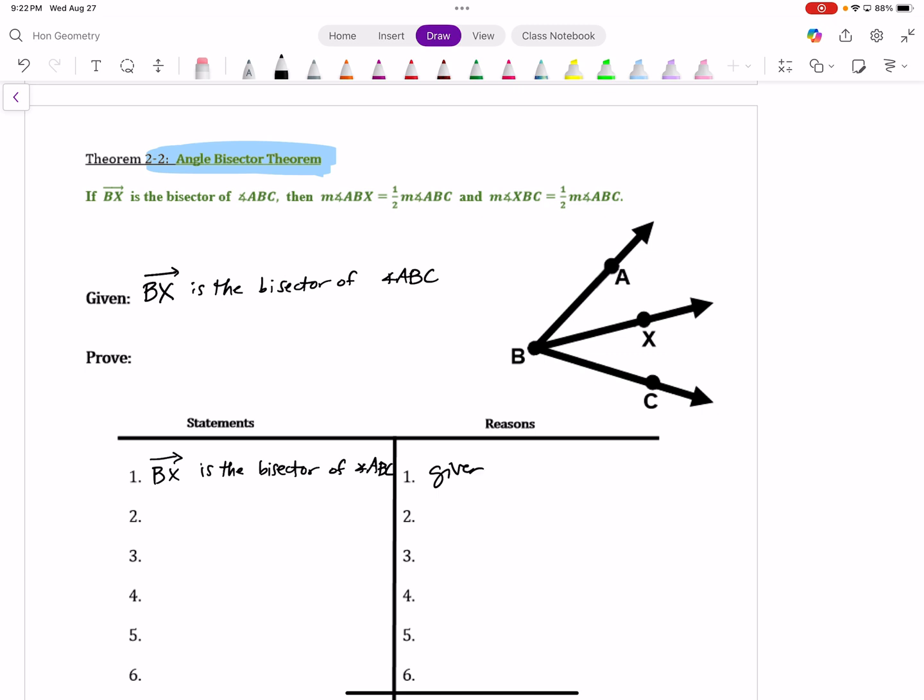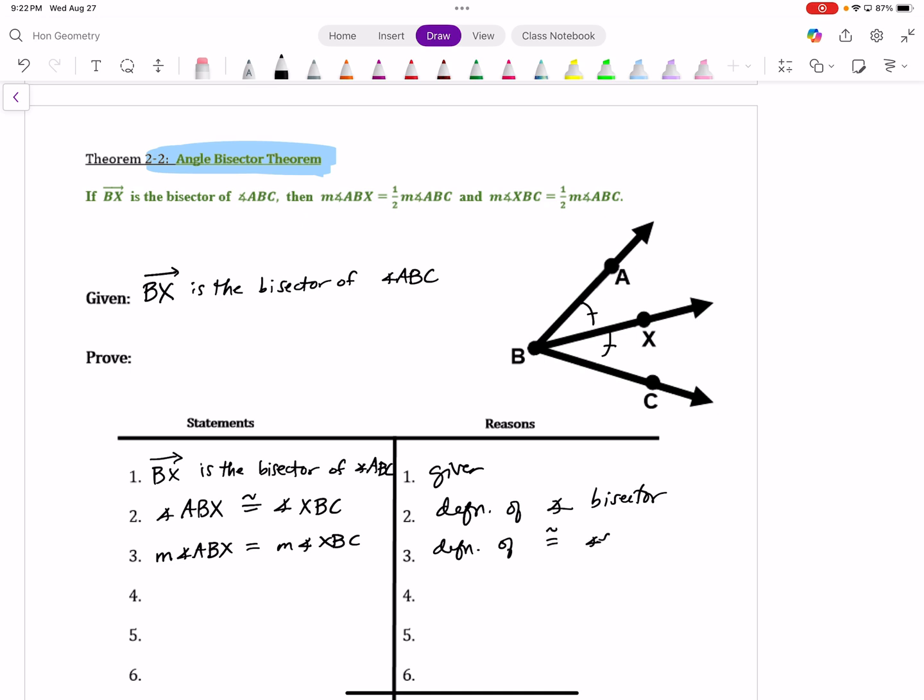So that's given. Because that's true, I know those are congruent. So if we want to go ahead and write it down, we can. That means that angle ABX is congruent to angle XBC because of the definition of an angle bisector. That's what an angle bisector does. It divides an angle into two congruent angles. And then because we know those angles are congruent, we know their measures are the same thing because of the definition of congruent angles.